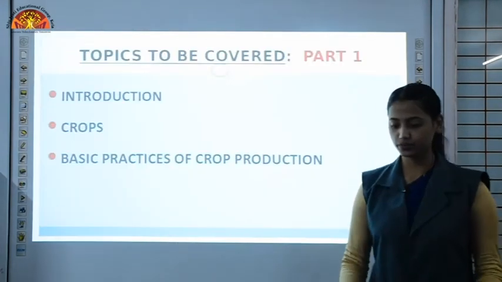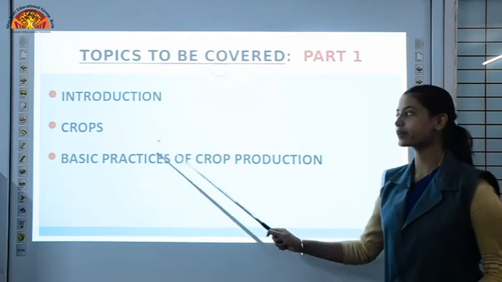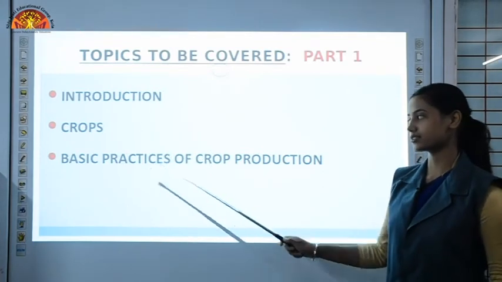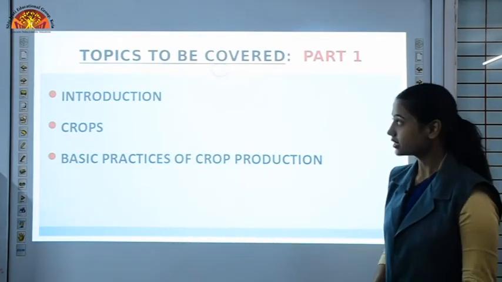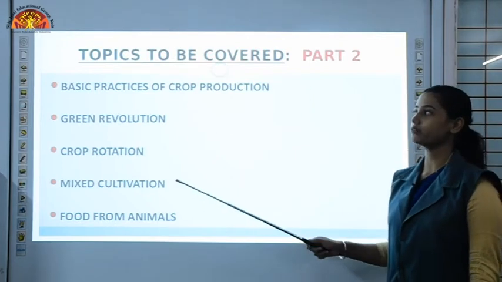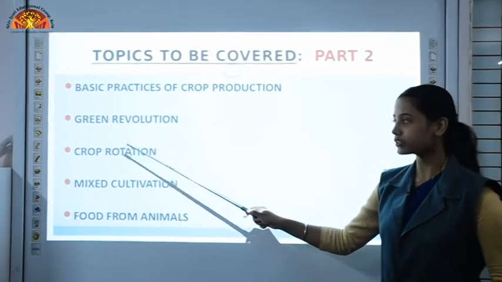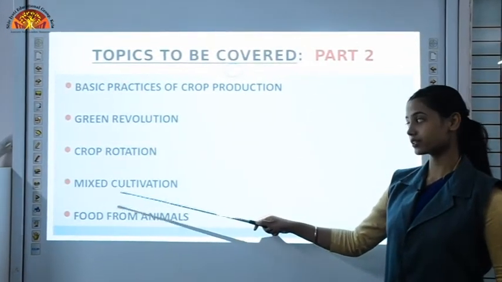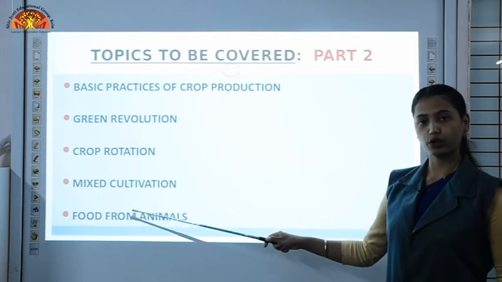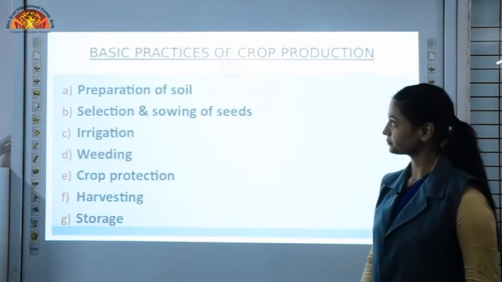In the last video, in part 1, we discussed what crops are and a few practices of crop production. Now in part 2, today we will discuss the remaining practices of crop production, what is green revolution, crop rotation, mixed cultivation and the food which we obtain from animals.